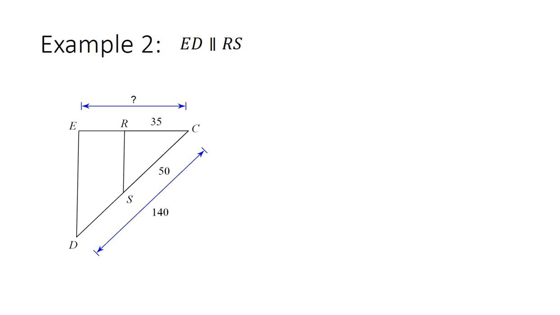All right, let's look at a little harder example. Example 2. ED is parallel to RS. So even though they don't have the triangles on the sides to represent that they're parallel, I'm telling you here that they're parallel. And so the first thing that we want to do is set up our proportion. And so we are going to start with ER over RC is equal to DS over SC.